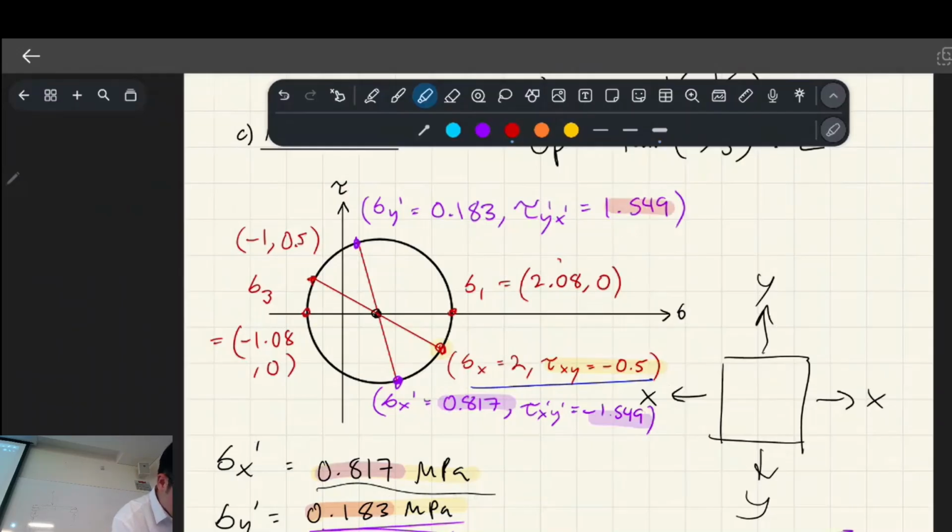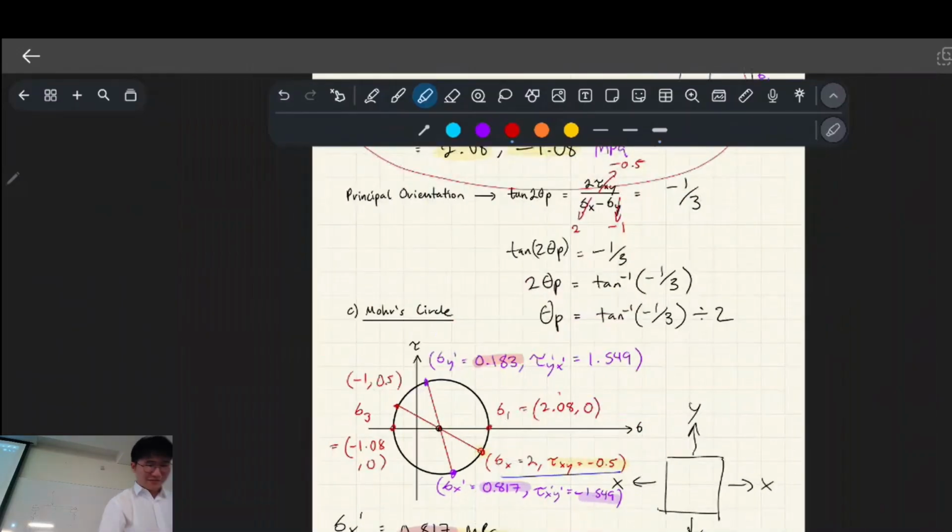I don't know what I'm cooking with these highlights, but yeah. Does that make sense? So you see how all the numbers fall into place? So that's how we do these kinds of questions.